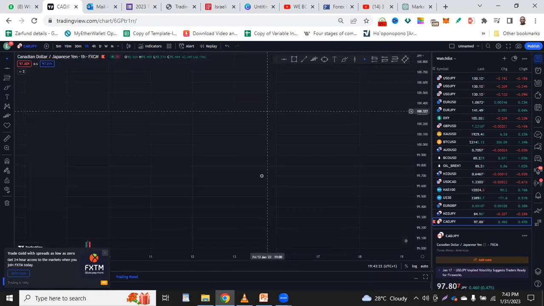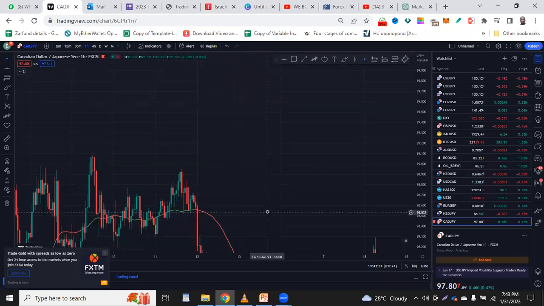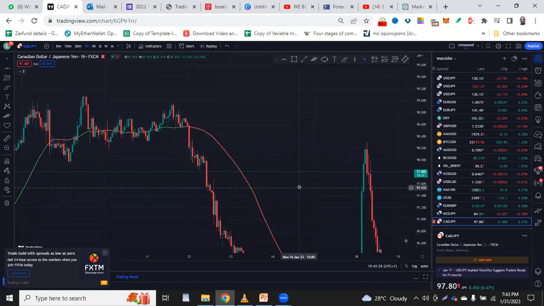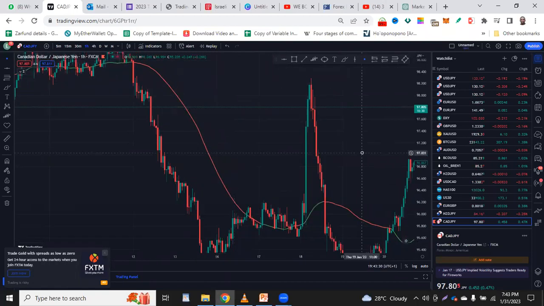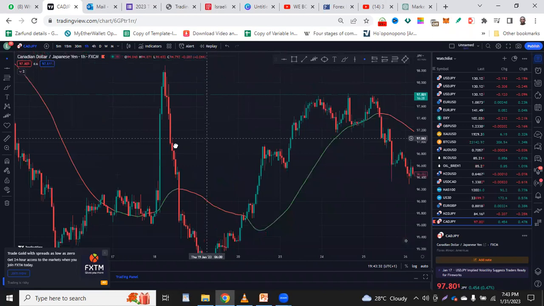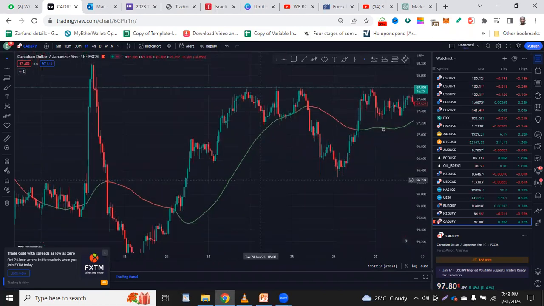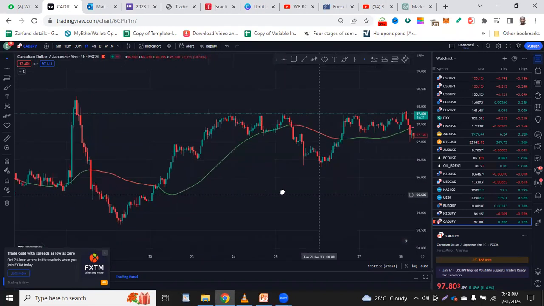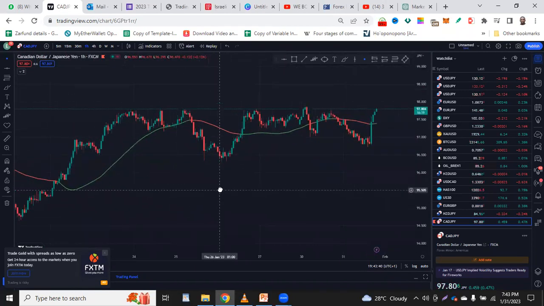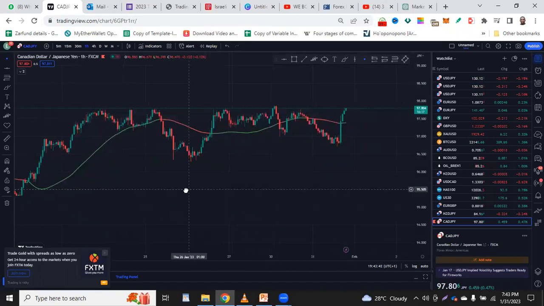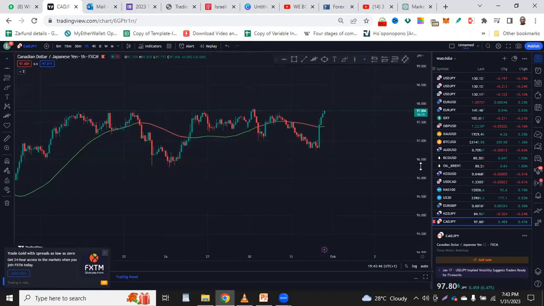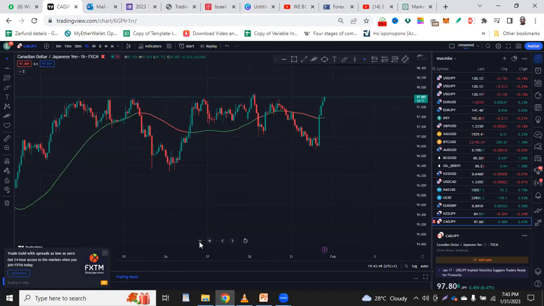We have to go through, first of all, the theoretical part of this to understand the charts before we go into the practical side of things. So now this is a CAD JPY chart, right? Okay, so let's see what is going on in this chart.